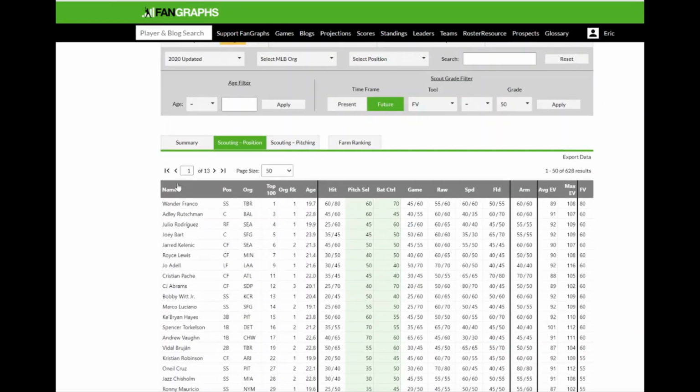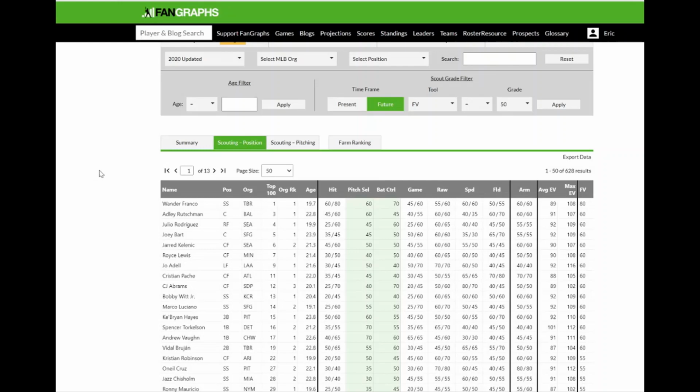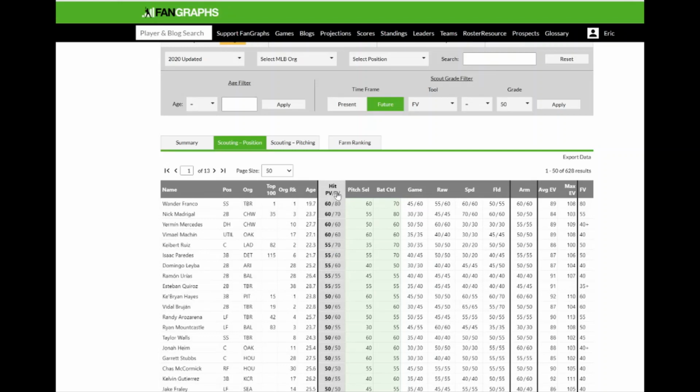Okay, let's move on to the scouting position player tab. So we looked at the summary tab with the high-level bio information, and now here is the position players scouting tab. This is where the tool grades for the hitters get put. You can sort both by the future grade of the tool and the present grade of the tool. So if you want to see who I think has the most advanced bat in the minors right now based on sorting this way, you can do that.